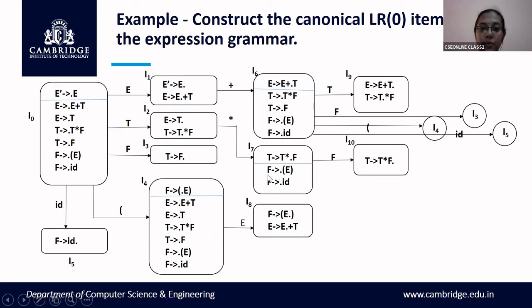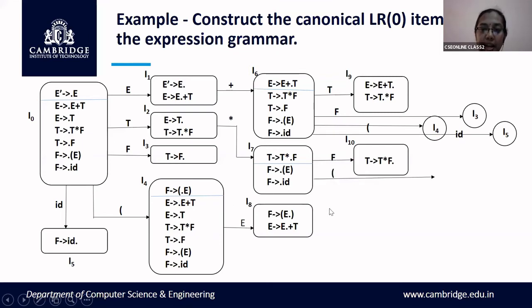What's the next production rule? F derives dot, open parenthesis, E and close parenthesis. Now dot should move one position towards the right. On which symbol should it move? On open parenthesis only, the dot can move towards the right one position. Now if you move that, you get one more state. Dot will move here. If dot moves here, dot is followed by E. So E is the variable. You have to take the closure. Again, it is the repetition of the state I4 on open parenthesis.